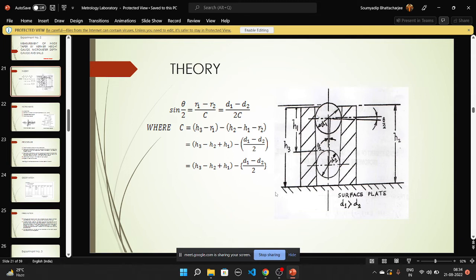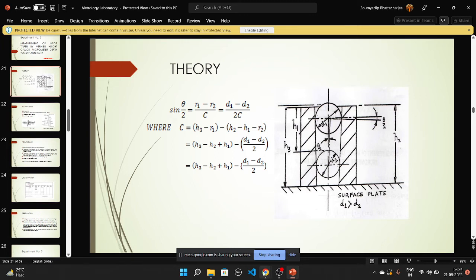C is the center to center distance between the two balls. H3 minus R1 minus X. What is X? X is actually H2 minus H1 minus... H2 minus R1. If you take H2 minus R1, where do you land? You have to find out the value of C. C is in between two centers.